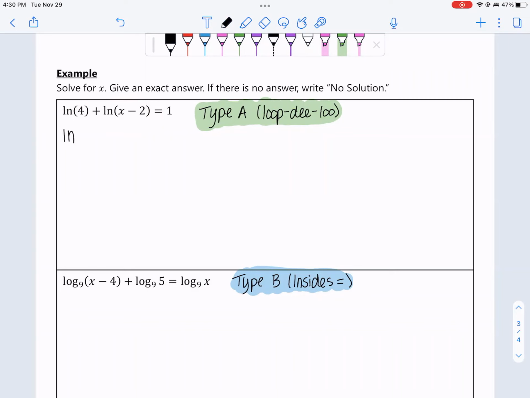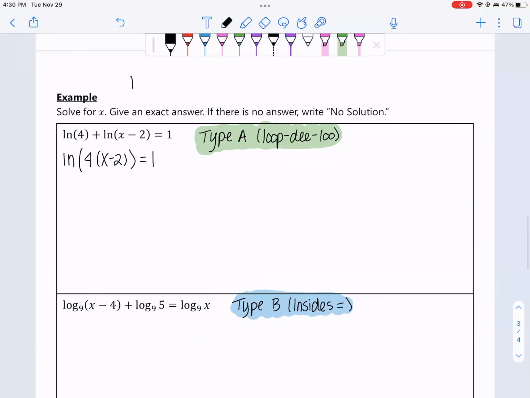Addition on the outside will turn into multiplication on the inside. So we have 4 times x minus 2 on the inside equal to 1. This is where it's important to remember that ln of x is the same thing as log base e of x. So I can always replace ln with log base e, which I will be doing because I have to do a loop-de-loo here. So log base e, I'm also going to distribute my 4x minus 8 equal to 1. So I just distributed that guy.